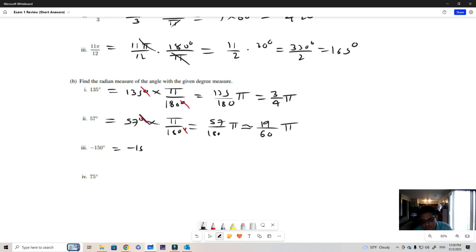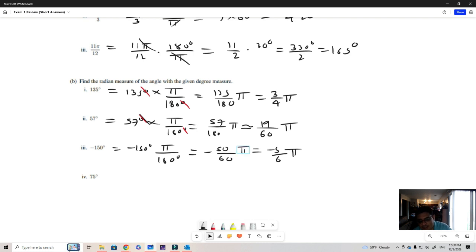We have here minus 150. Same transformation. We keep the negative sign. We divide by 3 on both sides. And so this produces minus 50 over 60 pi. We can simplify further: minus 5 over 6 pi.